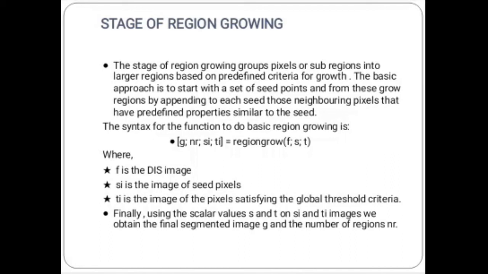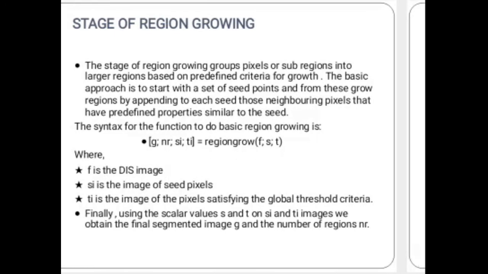Okay, so everyone be clear that after the edge detection process is completed, you have to go for the region growing. The stage of region growing groups pixels or sub-regions into larger regions based on predefined criteria for growth. So here I take an approach to start with a set of seed points, and from these grow regions by appending to each seed those neighboring pixels that have a predefined property similar to the seed. So here is the syntax that is followed for the DIS image, seed pixels, threshold values and the scalar values.